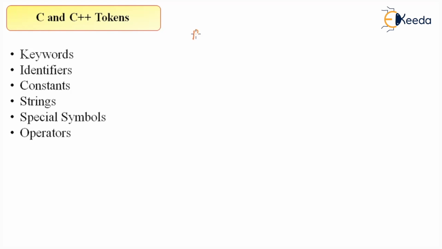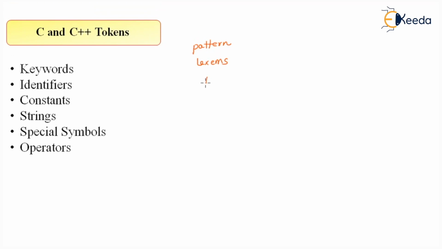Okay, so for the three different terms we have discussed, the first one was the pattern, the second one was the lexeme, and the third one was the token. So now, what are basically the tokens? The keywords are tokens, and I have already given examples of the keywords.